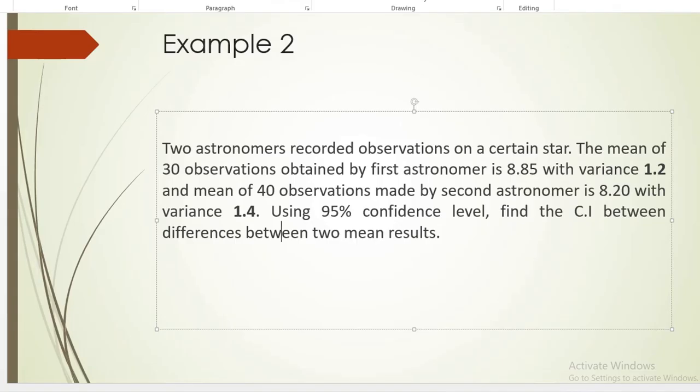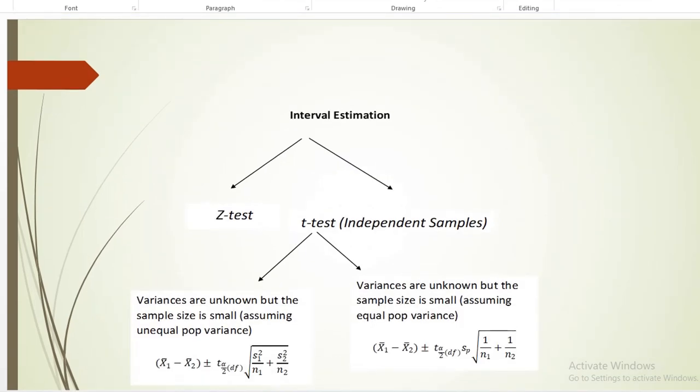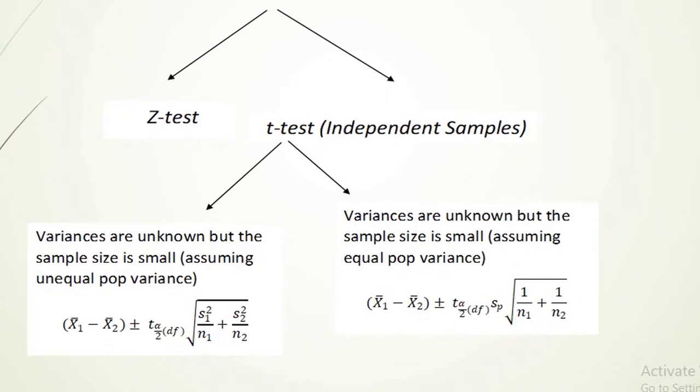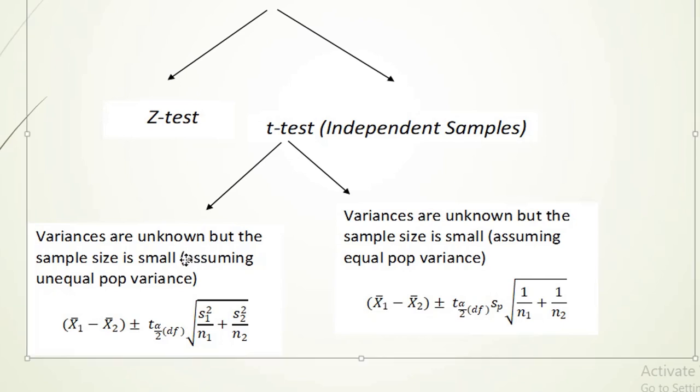So coming to our second example, that is the t-test. In the t-test, remember we are talking about independent samples. In case of the t-test, we again have to use two different approaches. One is with variances unknown, but sample size large, assuming unequal population variances. What does it mean? Population variances are not equal. We are not assuming that both groups have the same variances. Same variances means same dispersion, but the dispersion in one group is not equal to the dispersion in the second group.